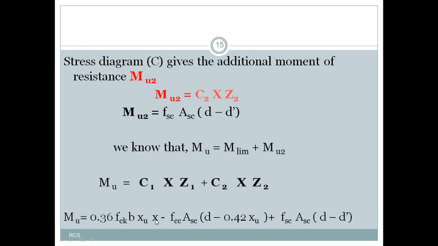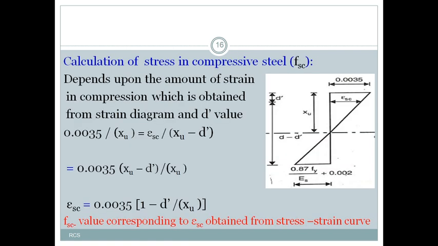Just please deduct this, remove this multiplication symbol, and multiplied by this lever arm d minus 0.42 XU plus C2 into Z2. You know C2 value, that is C2 into Z2, that is mu2. mu2 is FSC into ASC multiplied by lever arm d minus d dash. So this is how we calculate moment of resistance in the doubly reinforced beam with respect to the concrete or compression joint. The question is how to calculate the FSC.